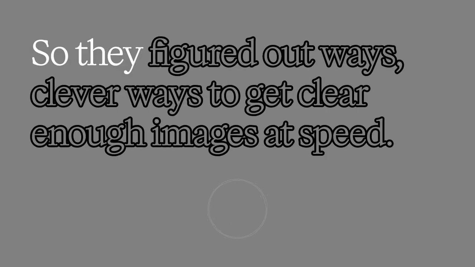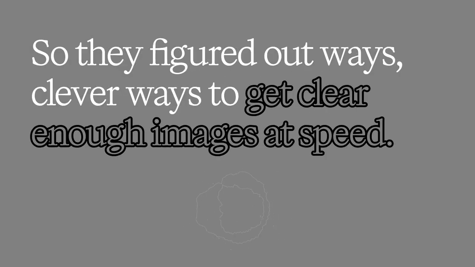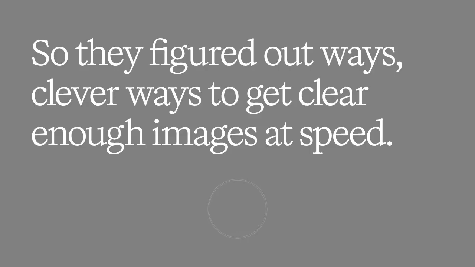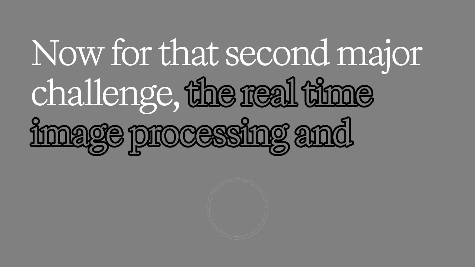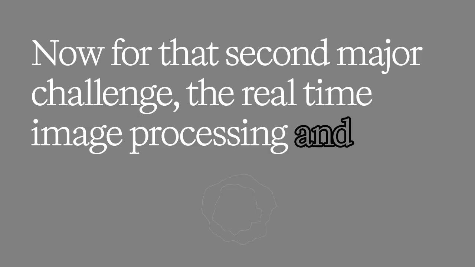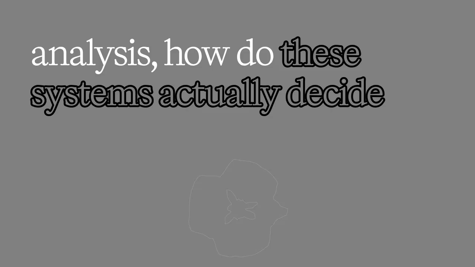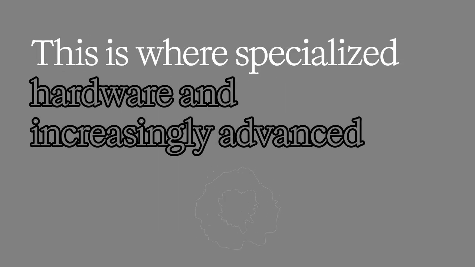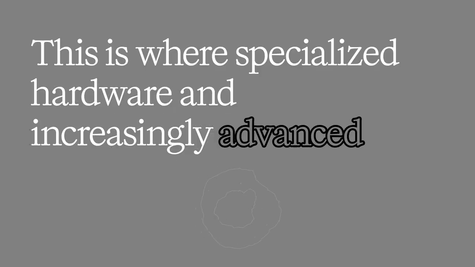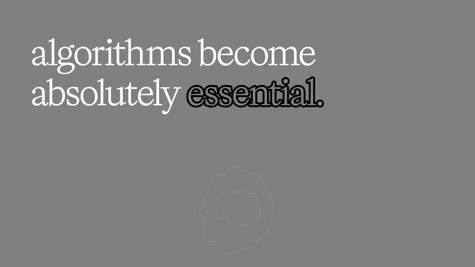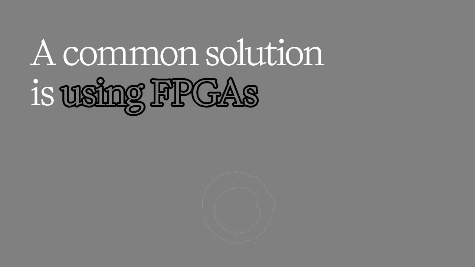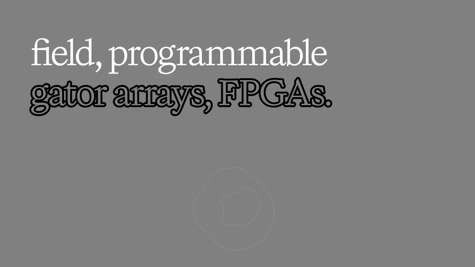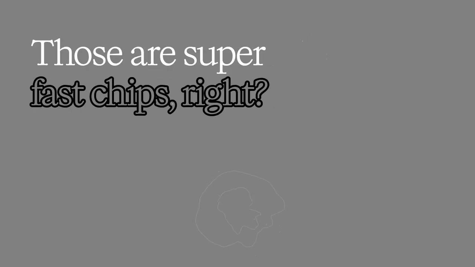Okay, so they've figured out clever ways to get clear enough images at speed. Now for that second major challenge, the real-time image processing and analysis. How do these systems actually decide what to sort in that tiny, tiny window of time? Microseconds, you said. Yeah, this is where specialized hardware and increasingly advanced algorithms become absolutely essential. A common solution is using FPGAs, field programmable gate arrays. FPGAs, those are super fast chips, right?